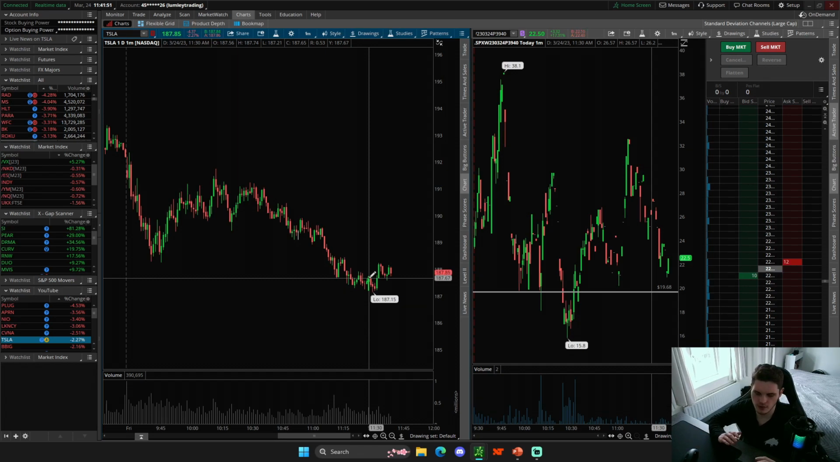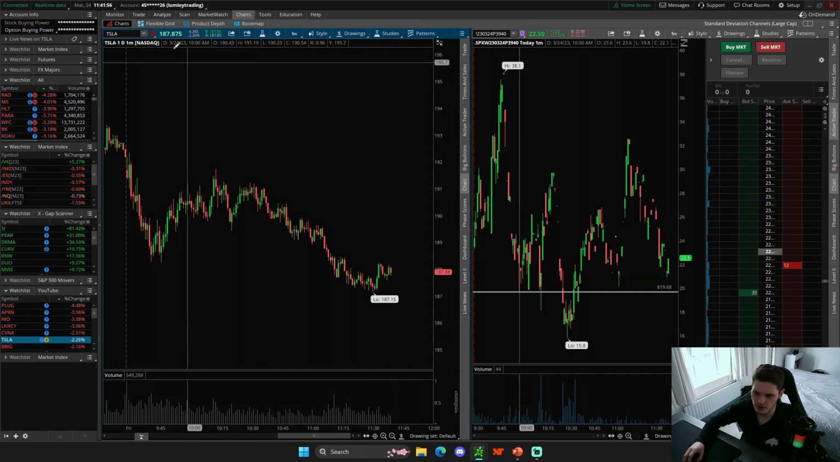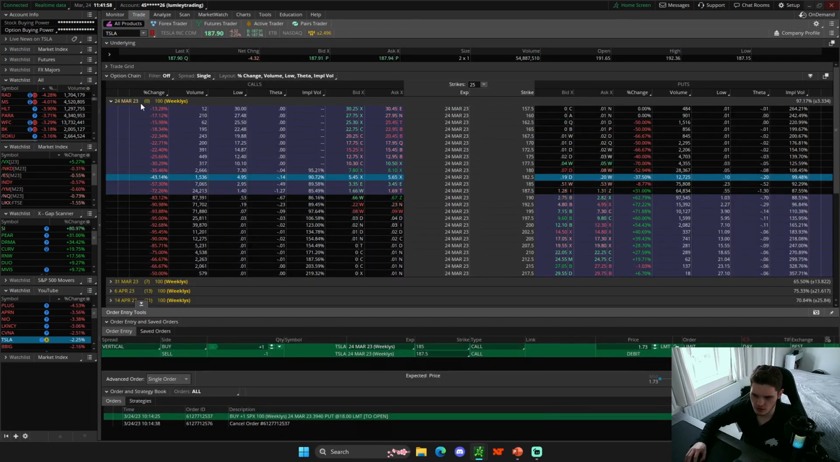If it closes below, we take our max loss. And again, we'll go through that. We'll show you the risk to the reward on that. And again, we're going to go through this. You can see this expires today.